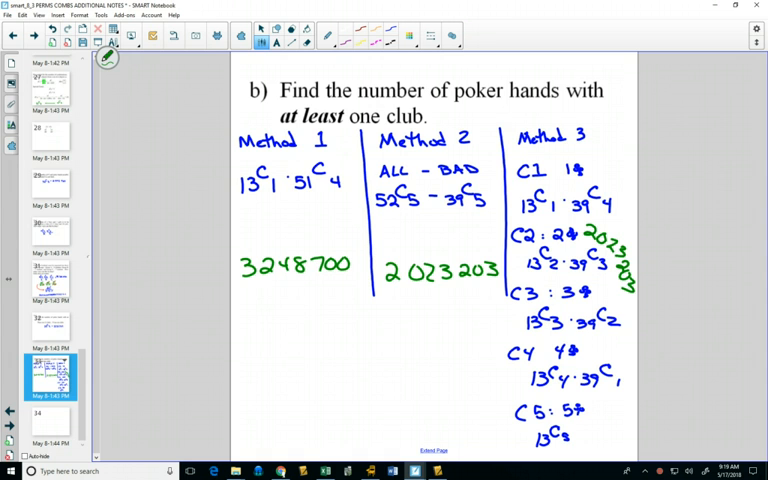We now have our numbers, and at least one of these is wrong, because they can't all be right. So the next thing we have to do is come up with why. Why is one of these wrong?